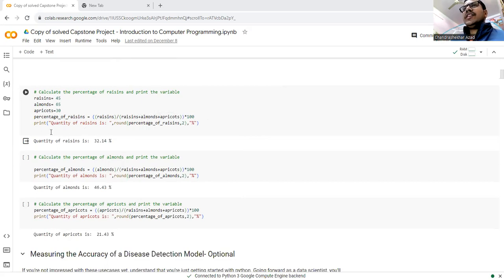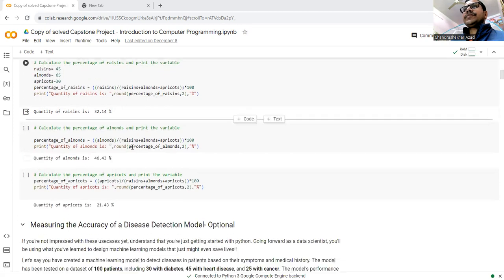weight, into 100. And here we are using the print function to print this, that is quantity of raisin is, and here we use the round function to round off the figure, and here we use 2. This will print only 2 digits after the decimal, and here we use the percent sign to show the percent. So the result is quantity of raisin is 32.14%.